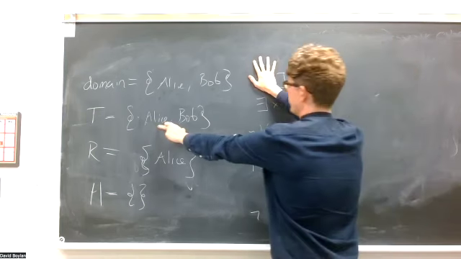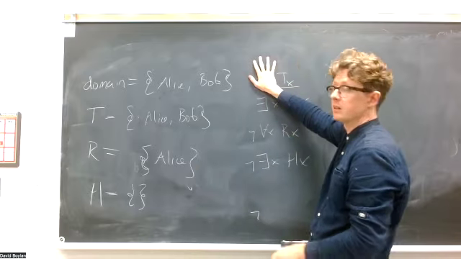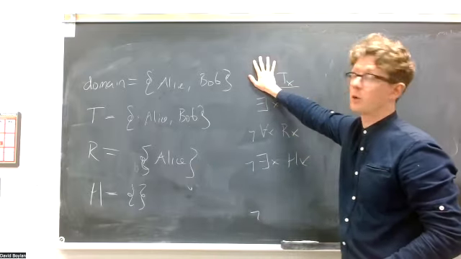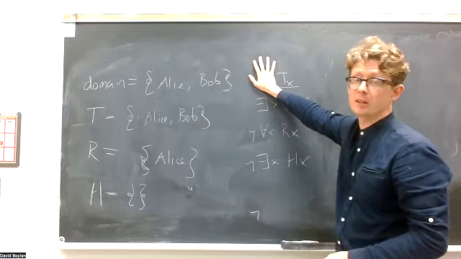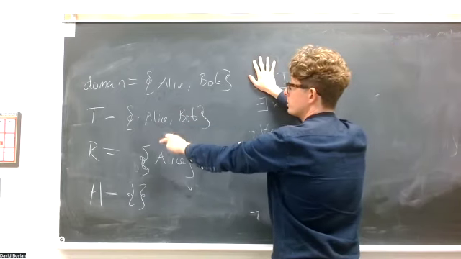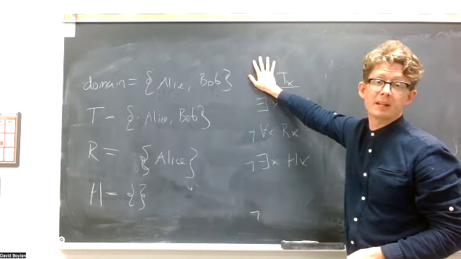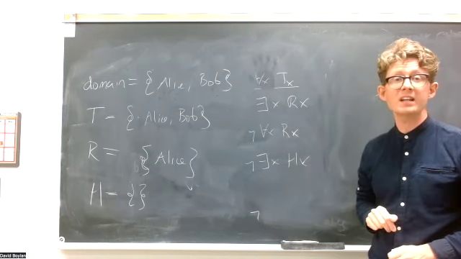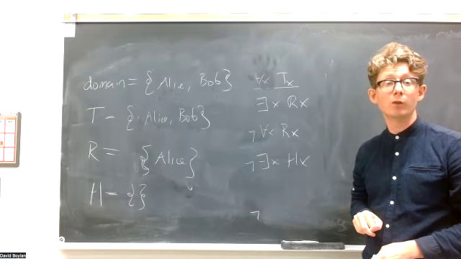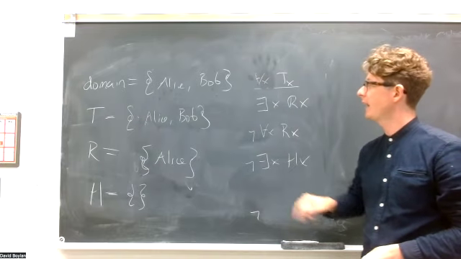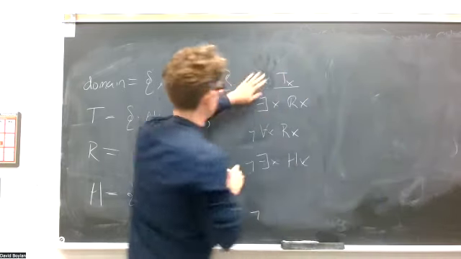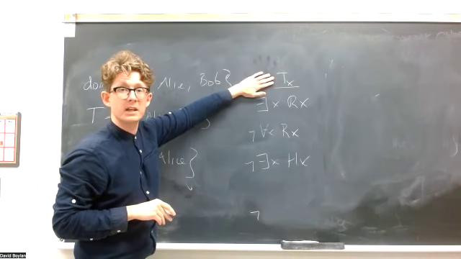Because if we assigned x to Alice, it would be true. If we assigned Bob to x, it would also be true, because they're both in T, and those are the only people in the domain. Once we've gone through Alice and we've gone through Bob, we've exhausted our domain. There's nothing left. So that's why the universally quantified sentence is true. Everything satisfies this sentence. Alice satisfies it, Bob satisfies it too.